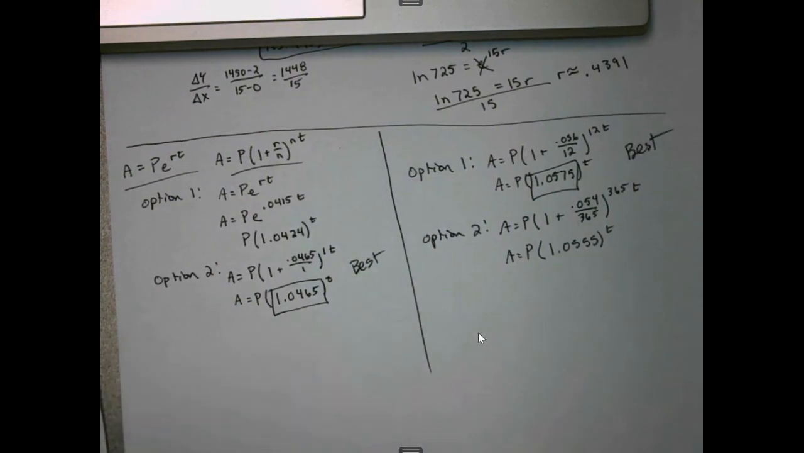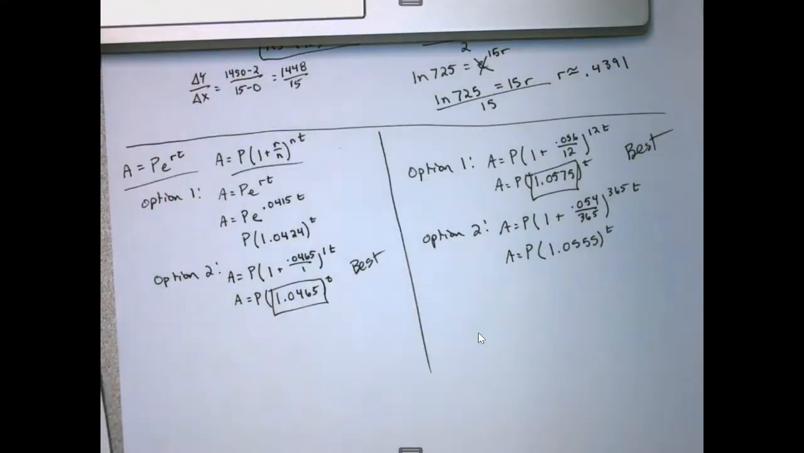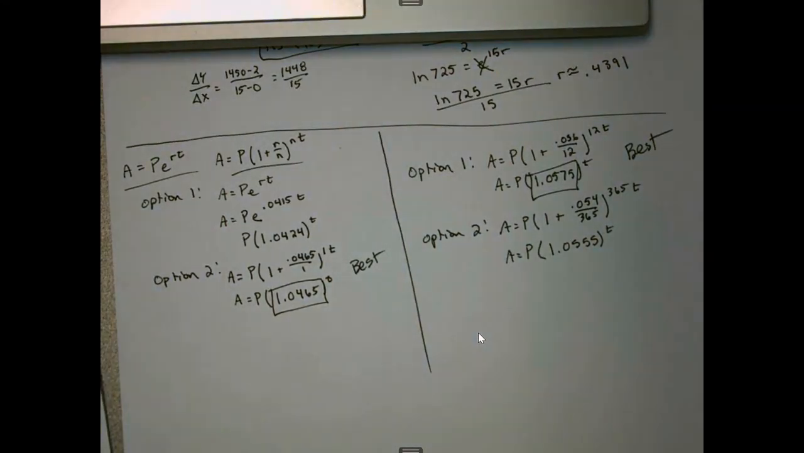And if you don't remember how to do that, you could plug numbers in. Say you start at 1,000 over 5 years. Plug it in and see which one turns out the best. But this is comparing the earning potentials.